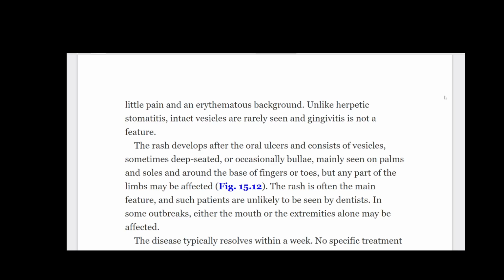Fig. 15.12. The rash is often the main feature, and such patients are unlikely to be seen by dentists. In some outbreaks, either the mouth or the extremities alone may be affected. The disease typically resolves within a week. No specific treatment is available or needed, but myocarditis and encephalitis are rare complications. In India and Southeast Asia, disease caused by the less common Coxsackie A6 and A10 is associated with neurological complications and is occasionally fatal. Key features are summarized in Box 15.3.